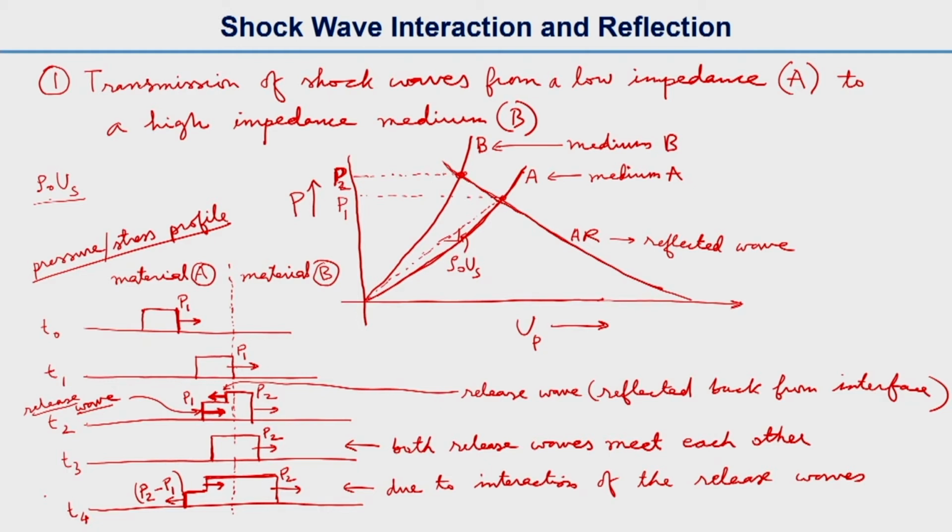So it is important to mention here that there is a continuity of pressure at the interface, so that we can see at time t equal to T2. If you see the interface at this point, we can show that continuity of pressure at the interface. That means the pressure will be P2 on both sides of the interface. So that continuity will be maintained.